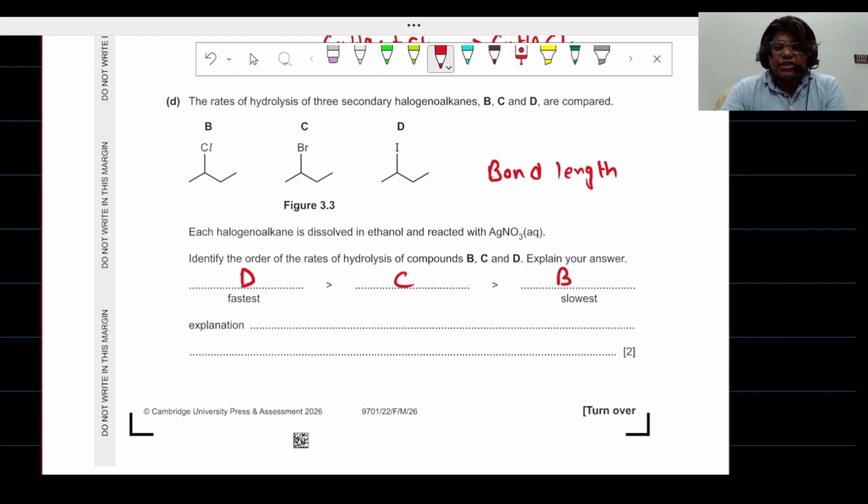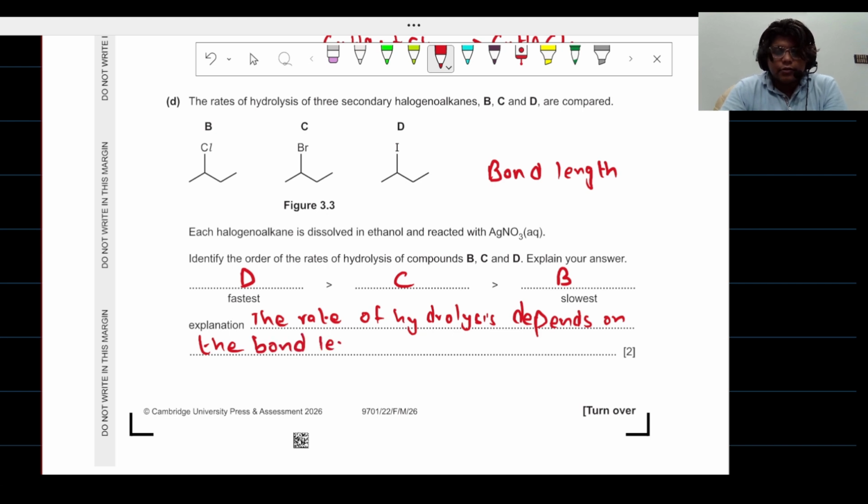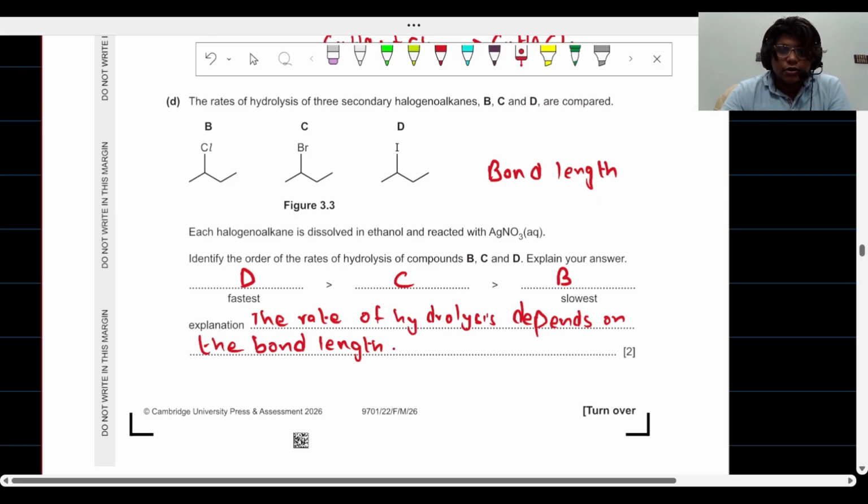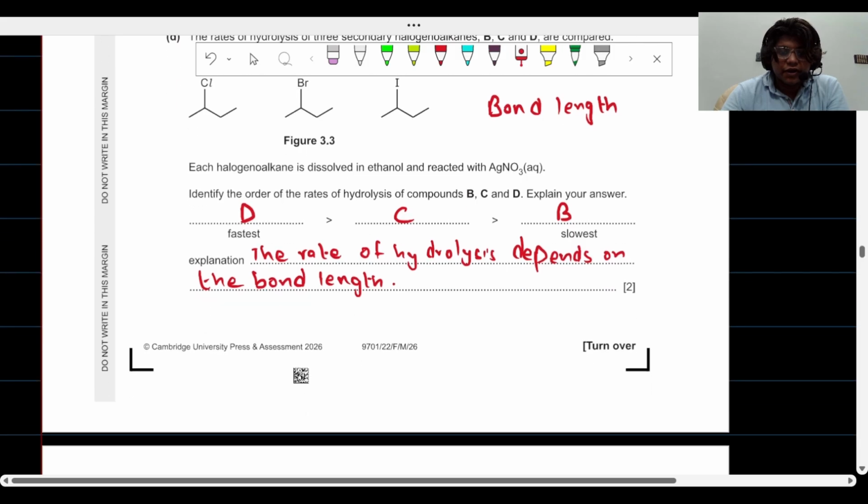be B. And the explanation is that the rate of hydrolysis depends on the bond length, right? Bond length of the compound, or the bond length of the bond, which is the carbon halogen bond, right? So this would be your explanation for this.